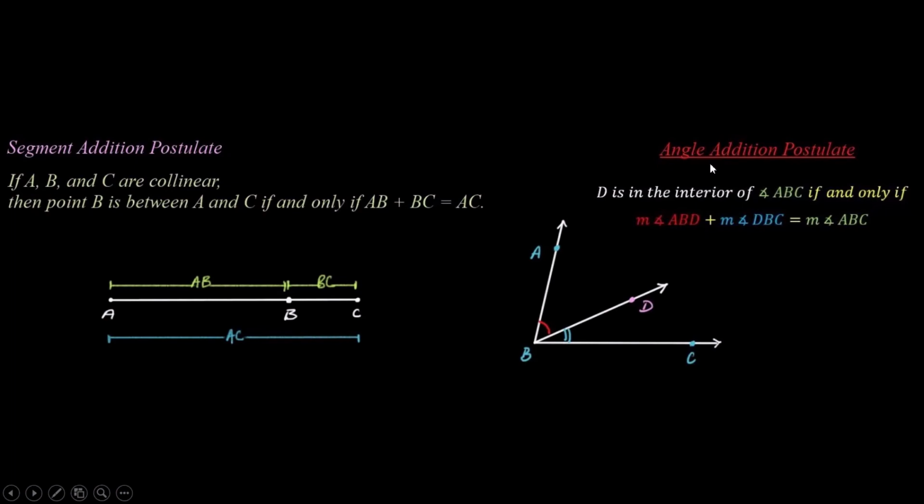The angle addition postulate specifically states that a point D is in the interior of angle ABC if and only if the measure of angle ABD plus the measure of angle DBC equals the measure of angle ABC. That is, the two angles, when they add up together, will give you the one big angle if and only if this point D is in the interior. So we learned this angle addition postulate. Two baby angles give one big angle.